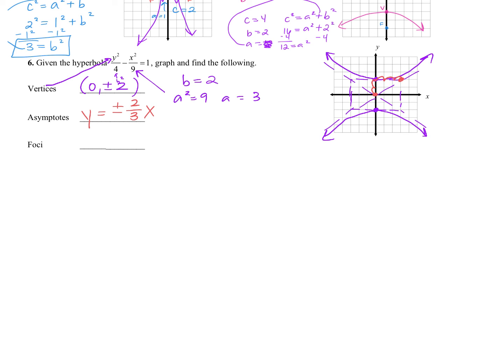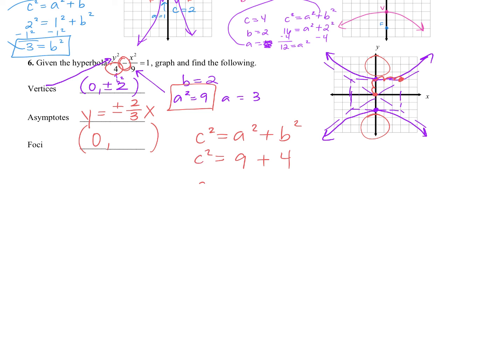Then we need our foci, and our foci are going to end up here and here. So I know right now that my foci have to be 0 something, because I'm going up on the y-axis and down on the y-axis. So because we're subtracting, our equation should be adding. That's our c squared equals a squared plus b squared. We don't know c, that's what we're looking for. A squared, we already said was 9. B squared, we already said is 4.